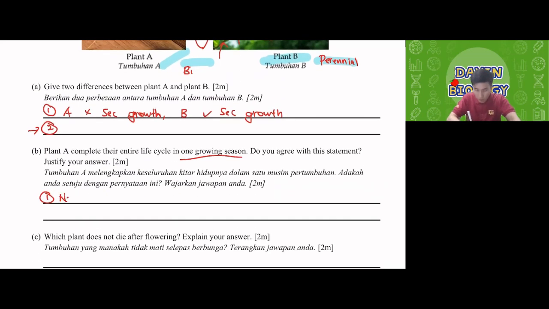So no. You can say because plant A is a biennial plant which completes its life cycle within 2 years, not one.